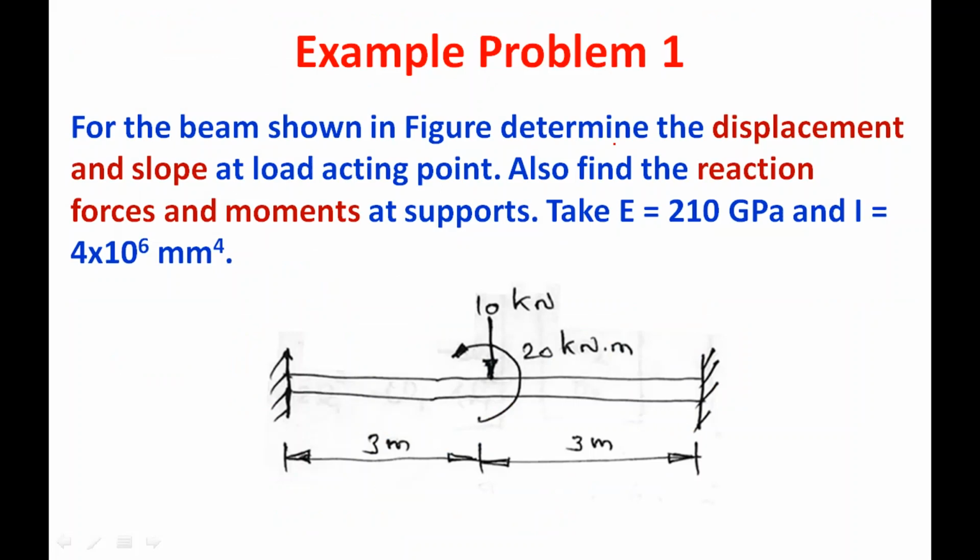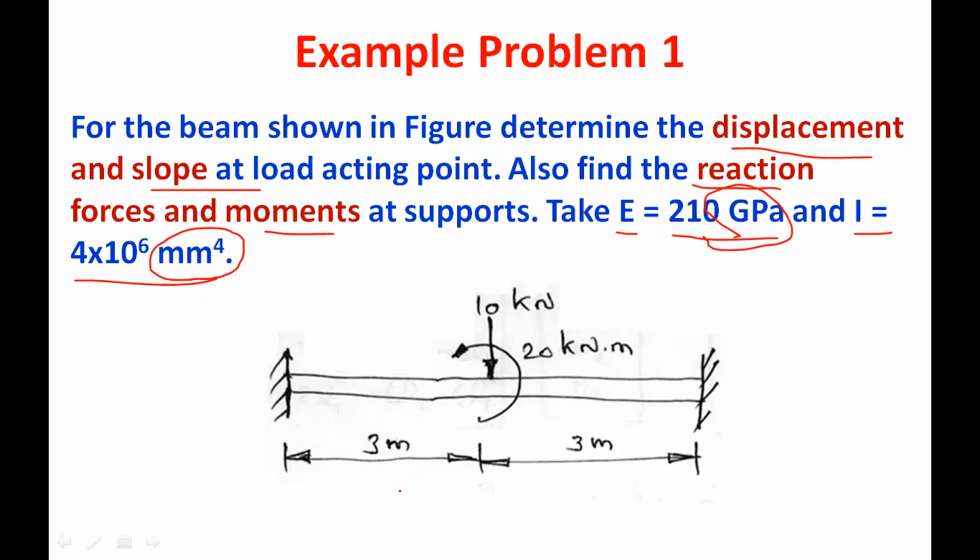First we will take up this fixed beam example problem. For the beam shown in the figure, determine the displacement and the slope at the load acting point. Also find the reaction forces and the moments at the supports. Material properties are given. Young's modulus E is 210 gigapascal. Then the area moment of inertia for the cross section of the beam is 4 into 10 to the power 6 millimeter power 4. Here you have to note down this unit. It is millimeter power 4. Here we are getting gigapascal, which is Newton per meter square.